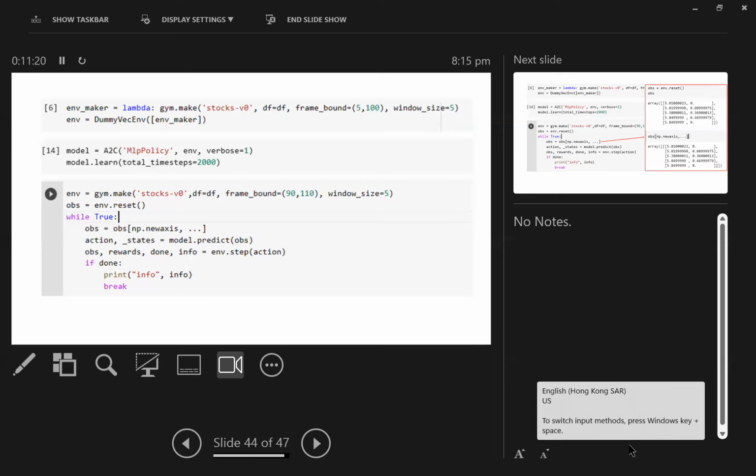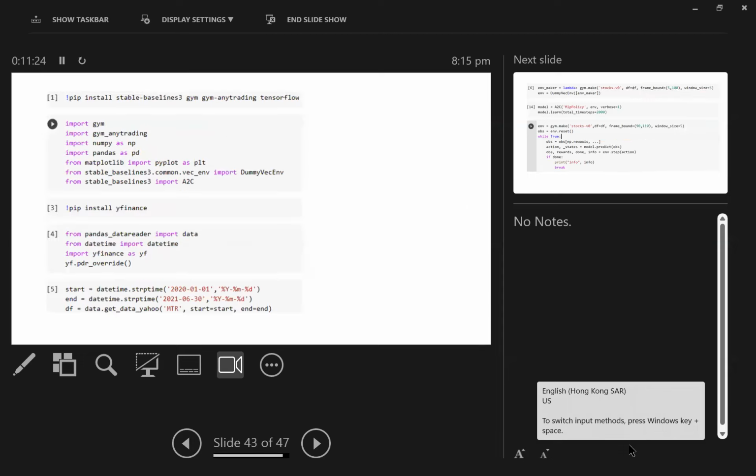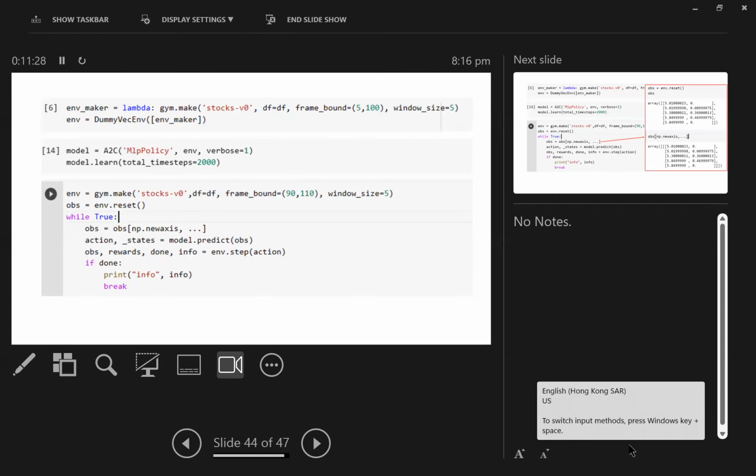So you can imagine that you just keep on doing this training on a particular fixed environment, and then you may expect that eventually it will give you some meaningful prediction of the trading position.